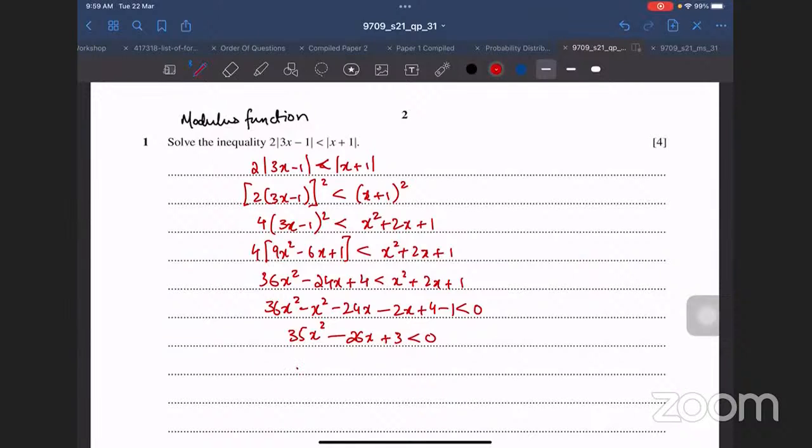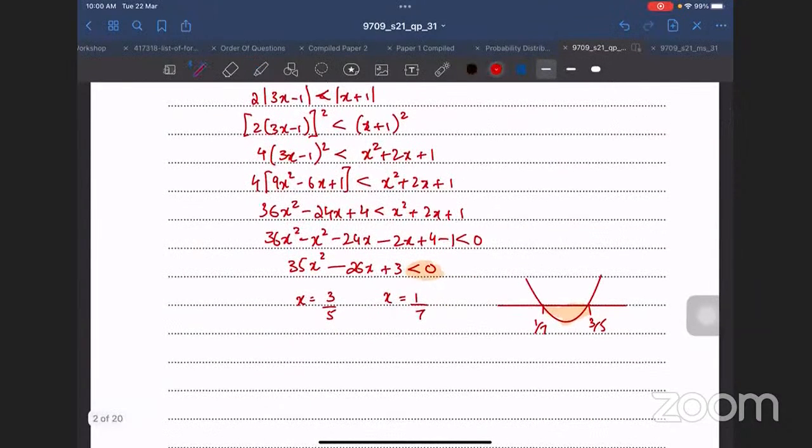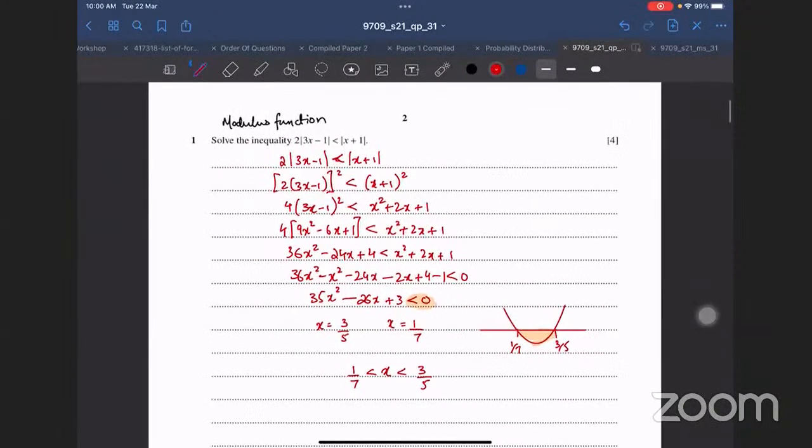I get two values for x, 3/5 and 1/7. Now, since this is a quadratic inequality, in order to answer this question, I will take the help of a sketch. This value is 1/7, this value is 3/5, and the values that are less than 0 should be below the axis, so my final answer should be between 1/7 and 3/5. Okay, that is question number 1.